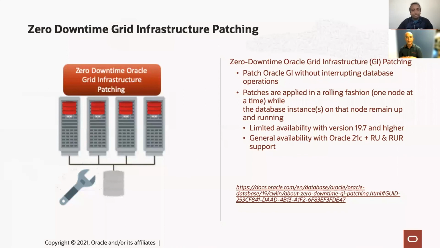One of the things we have been working on for a long time is zero downtime Grid Infrastructure patching. This is the ability to patch an instance or a node without taking down the stack on that node. I know we talked about it for a while, but we can pretty much say that general availability is with 21c, with RU and RUR support.